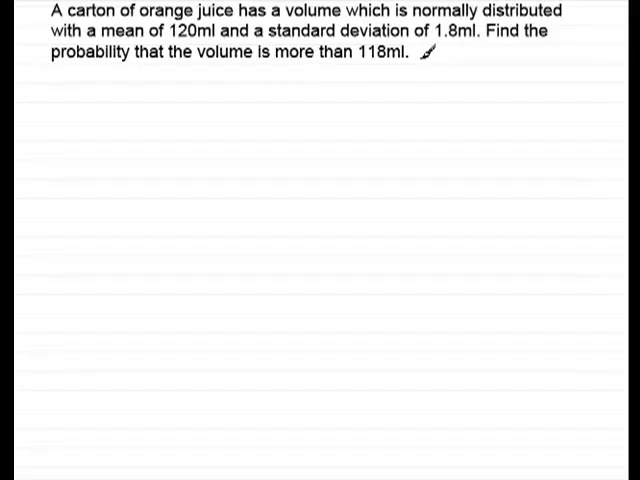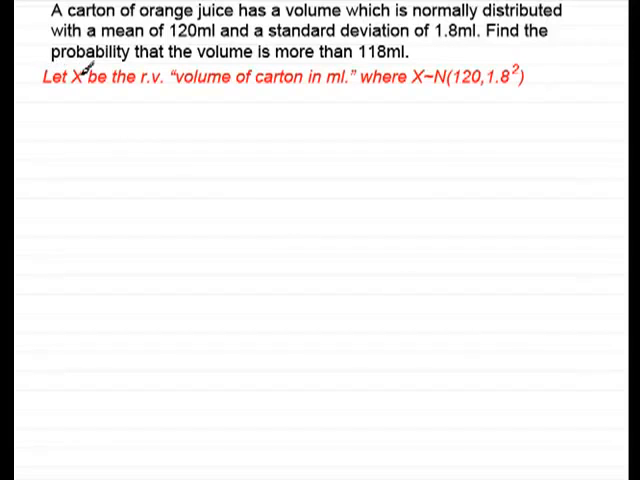Well, the first thing I want to do is to define a random variable x. Let x be the random variable volume of the carton in milliliters, where x is normally distributed. Remember, we have two parameters, the mean mu and the variance sigma squared. The mean is 120 and the variance is the standard deviation squared. The standard deviation is 1.8, and so in this example, rather than work out what 1.8 squared is, I've just left the variance as 1.8 squared.